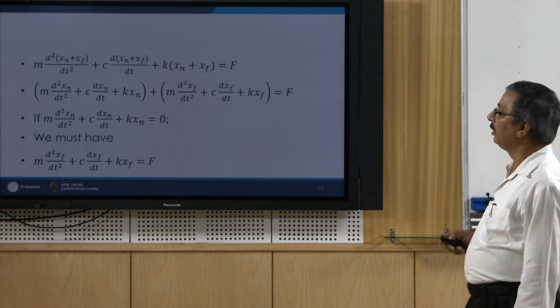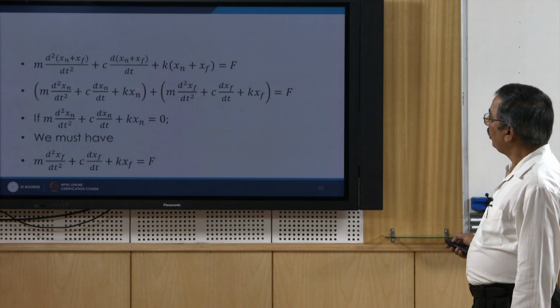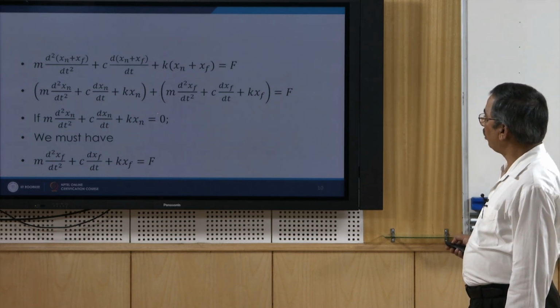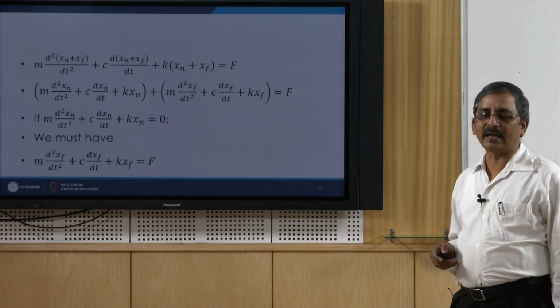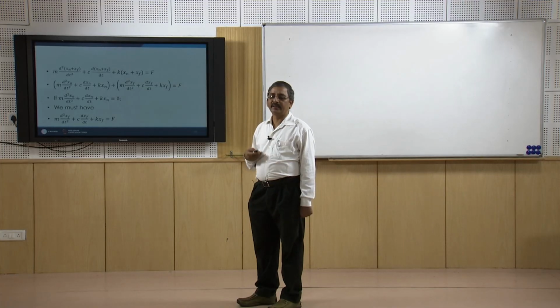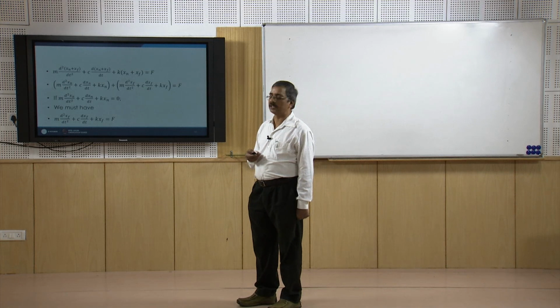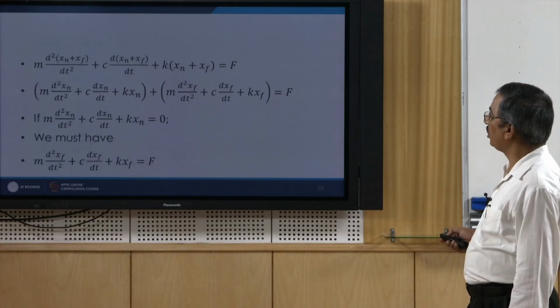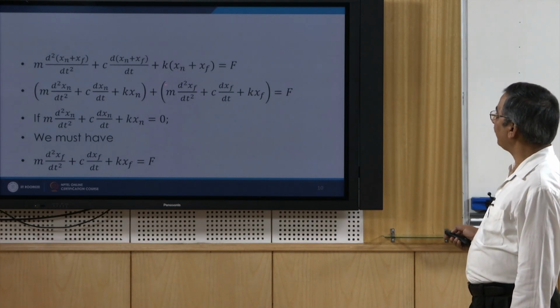Now, if I assume that this first part is equal to 0, because I know the natural response, the external input force is 0. So, let us assume that this is equal to 0, then we must have this part equal to f.